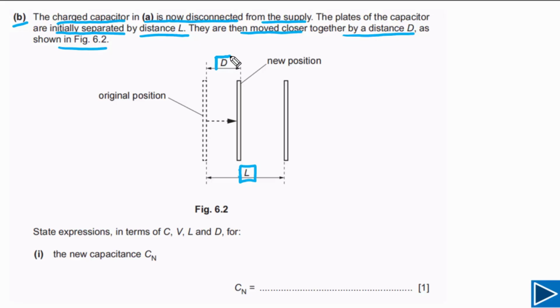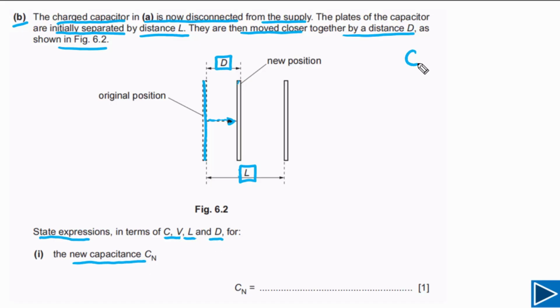Plates are moved by distance capital D. Initially this plate was here, now it has been moved to a new position. So this is the new position of the plate. The question is asking us to state expressions in terms of C, V, L and D for the new capacitance.